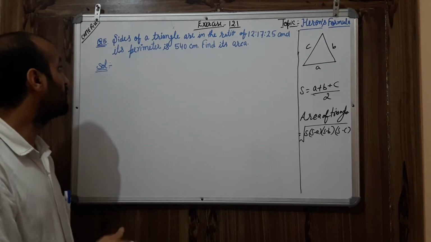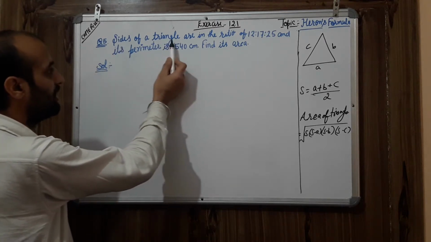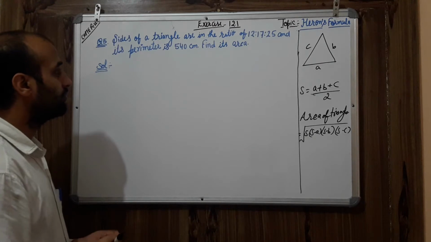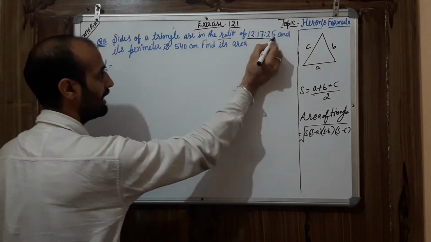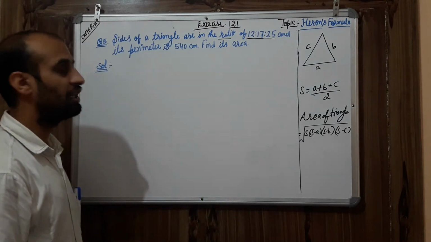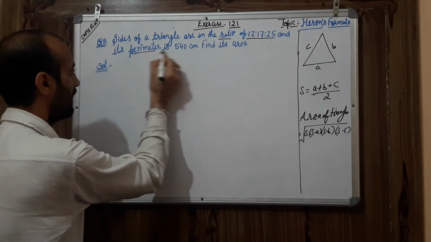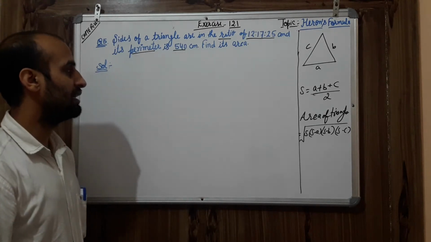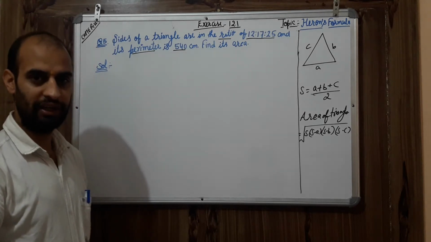So first we need to read the question properly. It is question number 5. Sides of a triangle in the ratio. This word is very important here. And the ratio is given like that: 12 is to 17 is to 25. And the second important word here is perimeter. And the perimeter is 540 centimeter. Our task is to find out the area. So how to calculate the area?